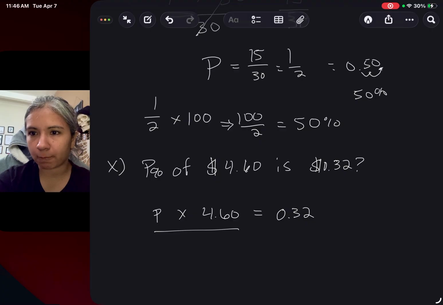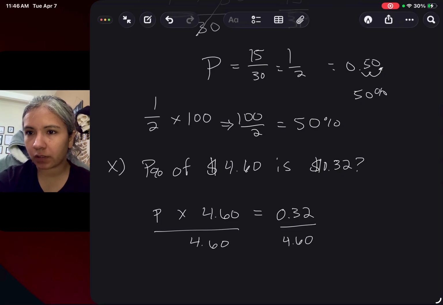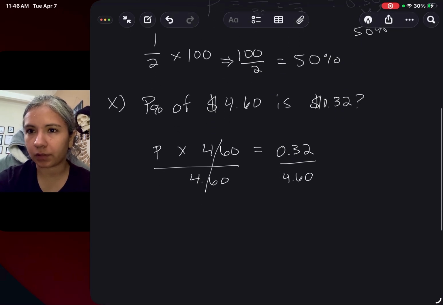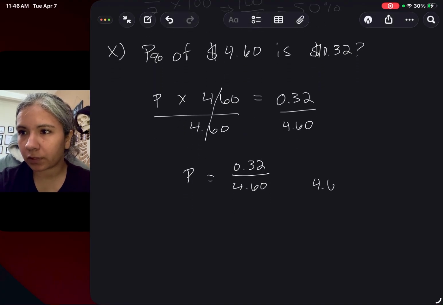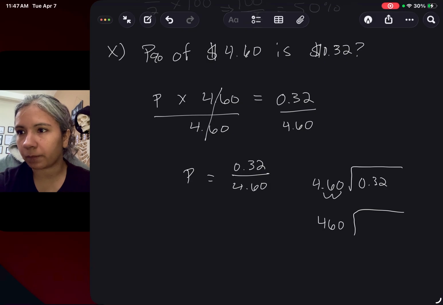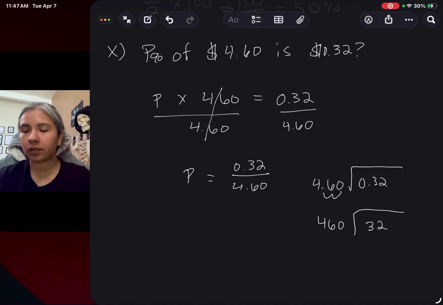So now we're going to divide both sides by the 4.60 to balance that. So the percent is 0.32 divided by 4.60. Now, if you do 4.60 and divide that into 0.32, you can't really do that. You have to move the decimal over. So it's going to be 460 divided by 32, right?